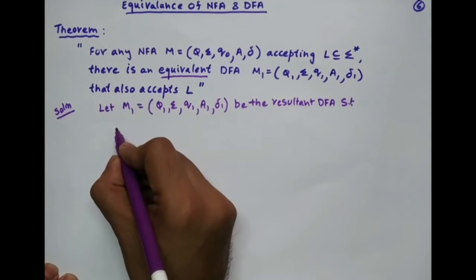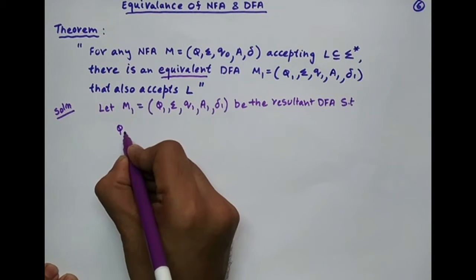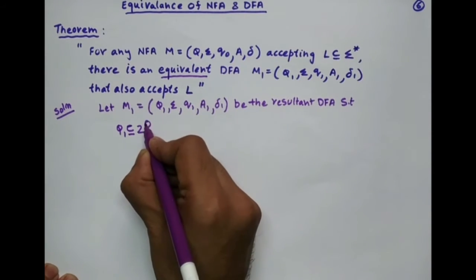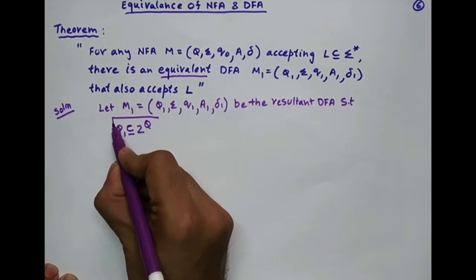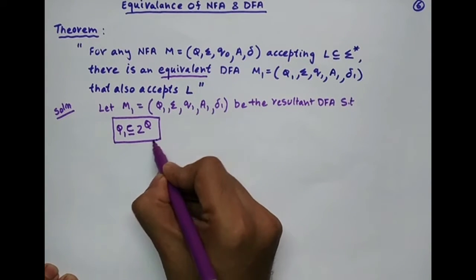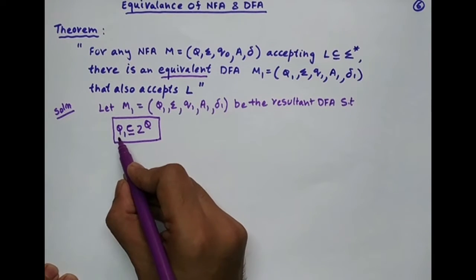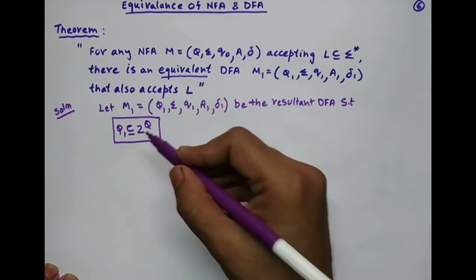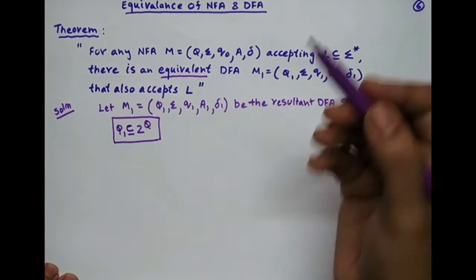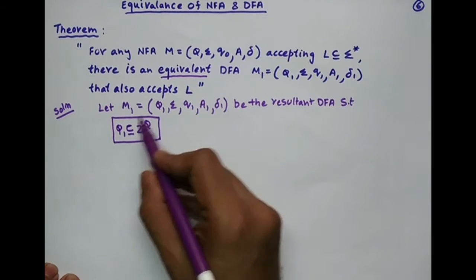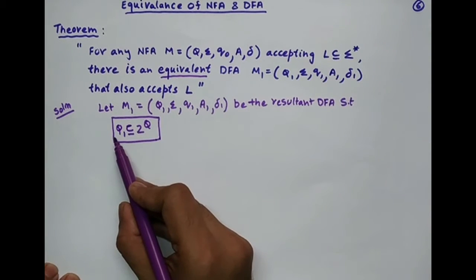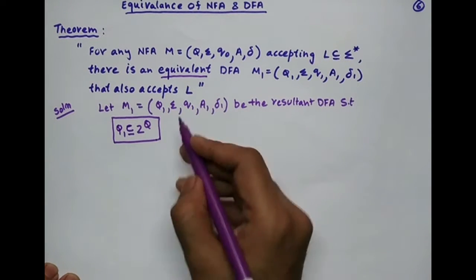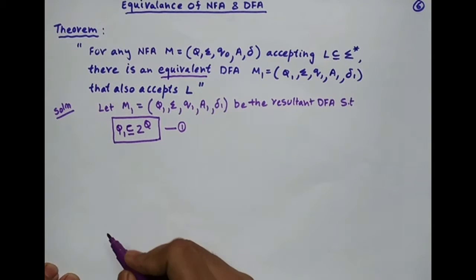So Q1 will be a subset of 2 raised to Q. By writing this I simply mean that Q1 is the set of states in the DFA, and these states will be subsets of all the possible states which are there in the NFA that we already have. 2 raised to Q possible states are there in NFA. So the set of states in DFA will be a subset of the set of states possible in NFA. That is the meaning of it. So I will just name this as equation 1.